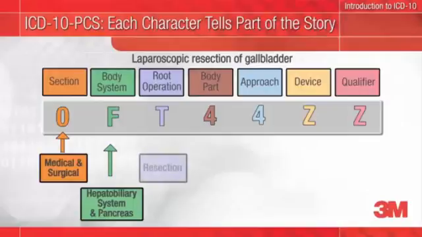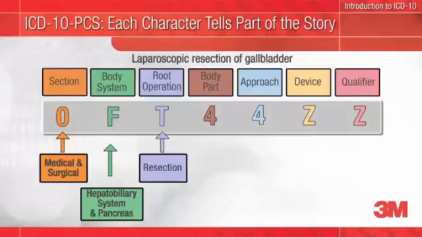Character number 3 is the root operation, which describes the actual physical procedure or operation performed on the patient. The root operation identifies the objective of the procedure. There are 31 root operations in PCS. The coding professional must read the surgeon's operative report to determine which root operation or operations have been performed. Examples of root operations include excision, bypass, and reposition, to name a few.